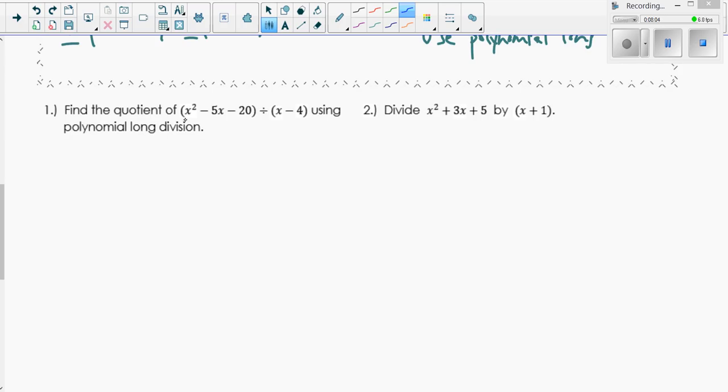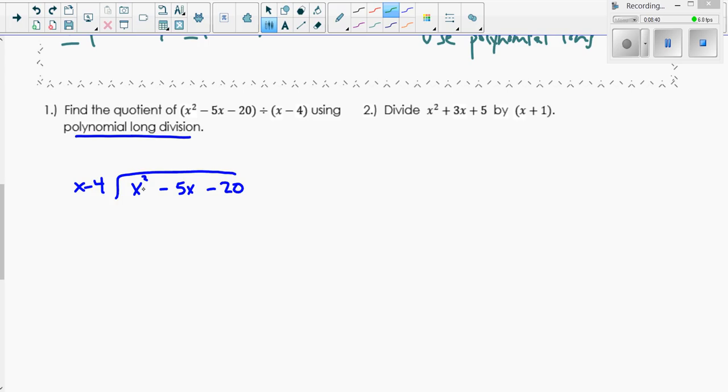So we want to find the quotient of x squared minus 5x minus 20 divided by x minus 4 using polynomial long division. So we're going to start with writing out x squared, but again, give yourself some space, minus 5x minus 20. Notice I'm spacing my numbers apart. And we're going to divide this by x minus 4. Okay, so here's the thing with polynomial long division. I want to always get rid of my leading terms. You're probably going to have to watch this once or twice before you get the hang of it.